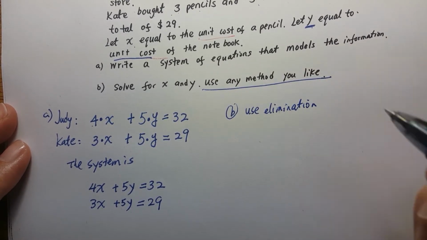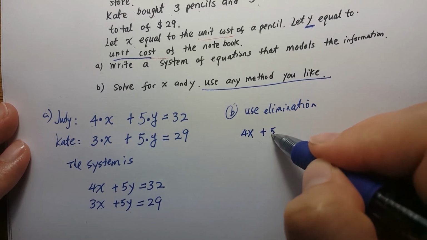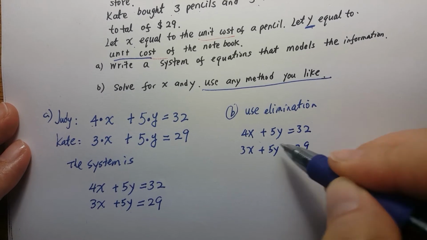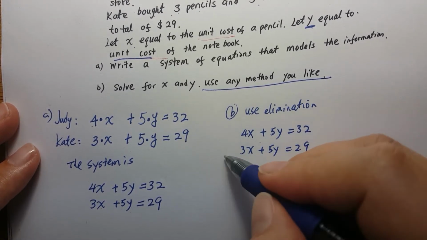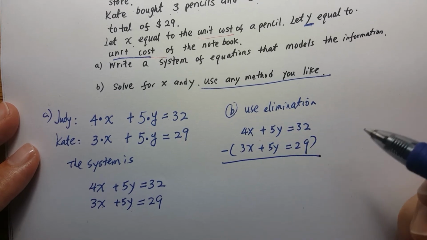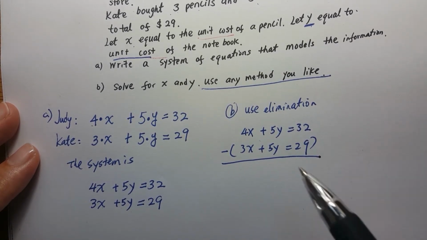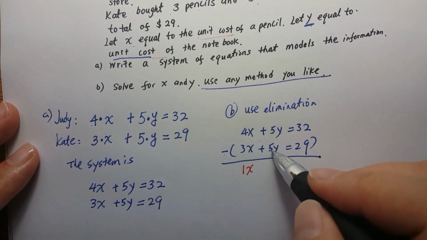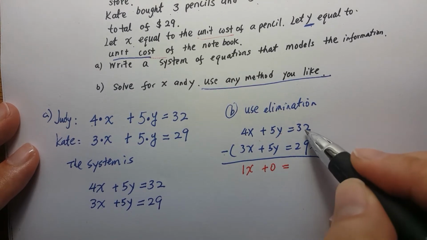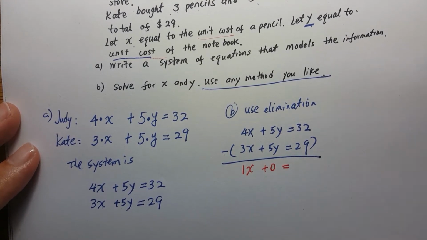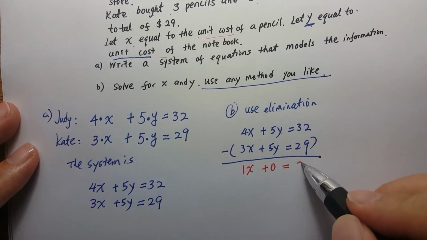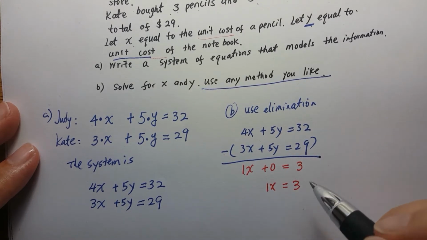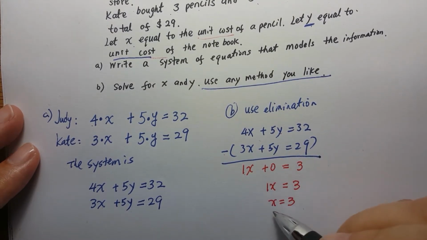that we learned. So 4x plus 5y equal 32. 3x plus 5y equal 29. Because 5y and 5y are equal, I'm going to do subtraction. So if I do subtraction, then I will cancel the 5y. 4x minus 3x is 1x. 5y minus 5y is 0. So plus 0 equal 32 minus 29. You can do it in your mind or use a calculator. It will give you 3. So now 1x plus 0 stays as 1x. So now we got 1x equal 3, which is x equal 3. So we found x equal 3.